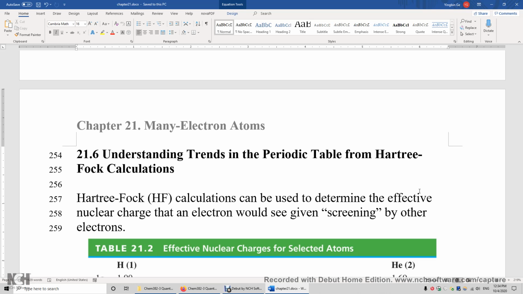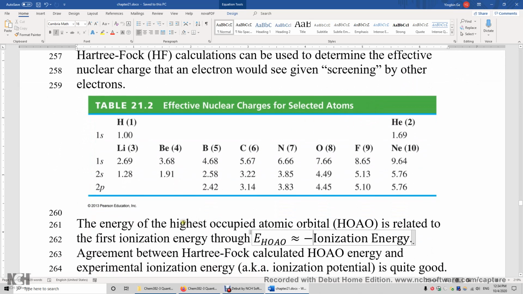Now let's look at the Hartree-Fock calculations and what they can do for us. We can calculate the energy of the highest occupied atomic orbital for all those elements. And it turns out the energy of the highest occupied atomic orbital of these elements is roughly negative the ionization energy. Well, that's understandable. The ionization energy is the amount of energy that's required to remove an electron from the atom.